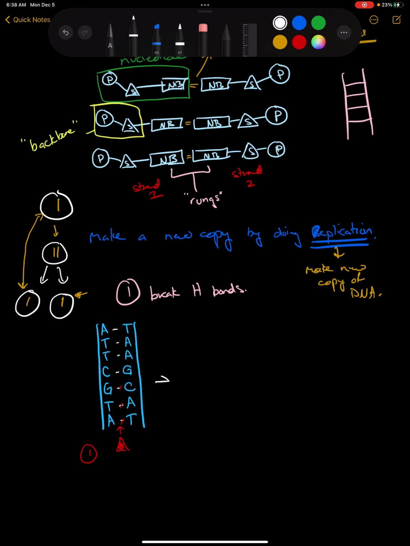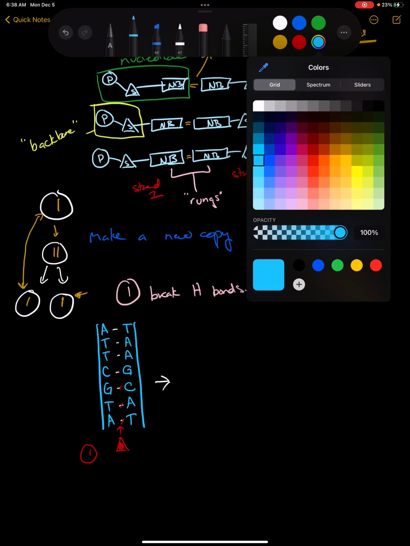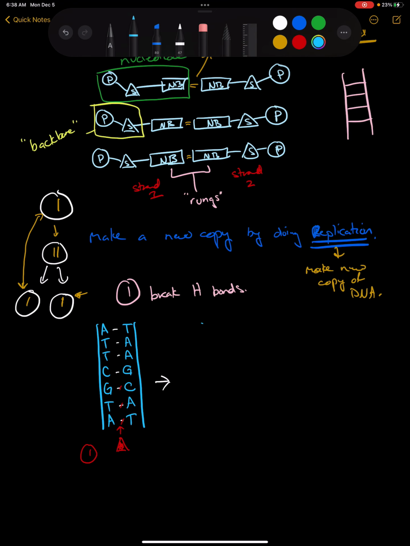Because when he breaks all of those hydrogen bonds, that's going to separate my DNA. So now my 2 strands are apart. So let's go ahead and write our letters again. So this went A, T, T, C, G, T, A. And then we have the opposite of it. So T, A, G, C, A, T. There you go. So I broke all the hydrogen bonds, and then they got split apart.